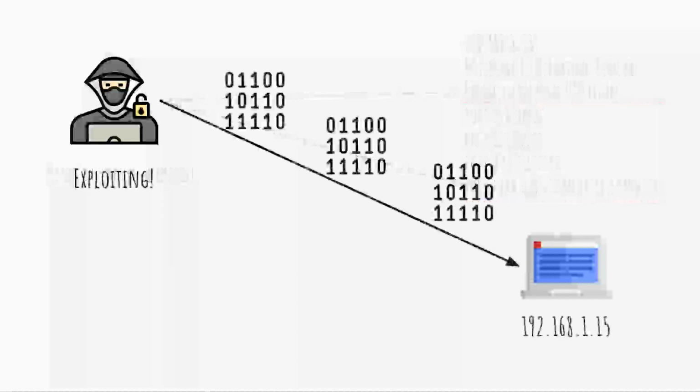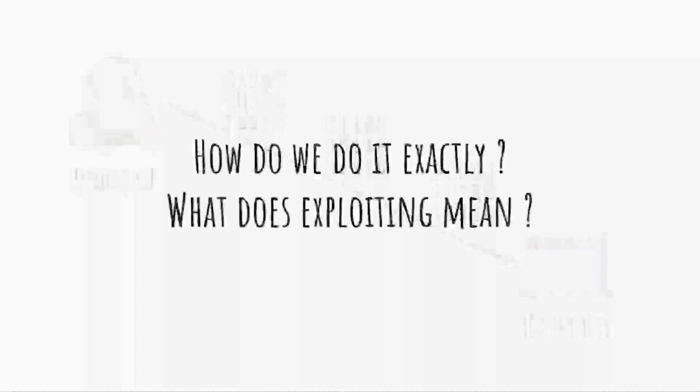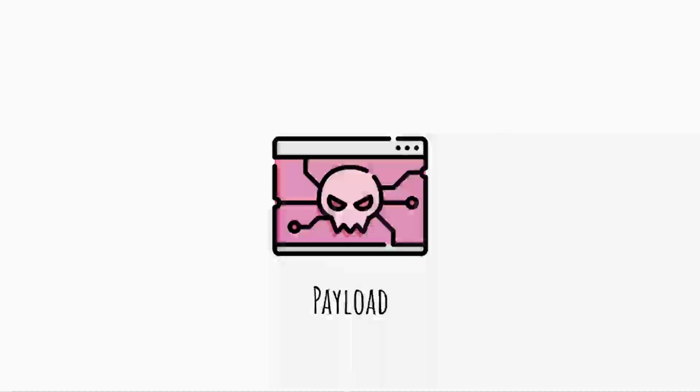But wait a second. What do I mean we would exploit the target? How do we do it exactly? And what does exploit target even mean? Well, exploiting the target, in other words, is using the vulnerability that we discovered to send something called a payload. A payload is a program that we deliver to the target after the exploit. Usually, this program allows us to execute commands on the target system and navigate through its files and folders.